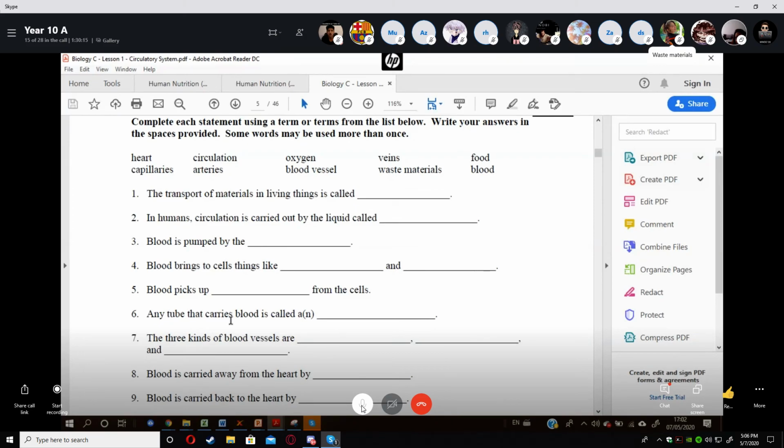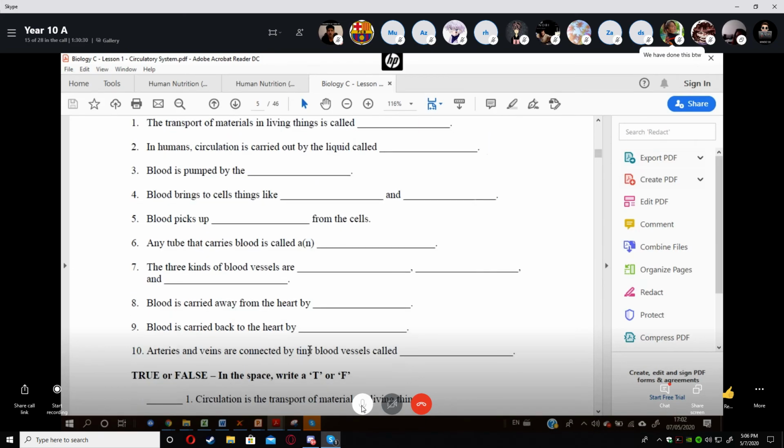Any tube that carries blood is called a vessel. A blood vessel. The three kinds of blood vessels are arteries, capillaries, and veins. Very good. Blood is carried away from the heart by arteries. Blood is carried back to the heart by veins. Arteries and veins are connected by tiny blood vessels called capillaries.